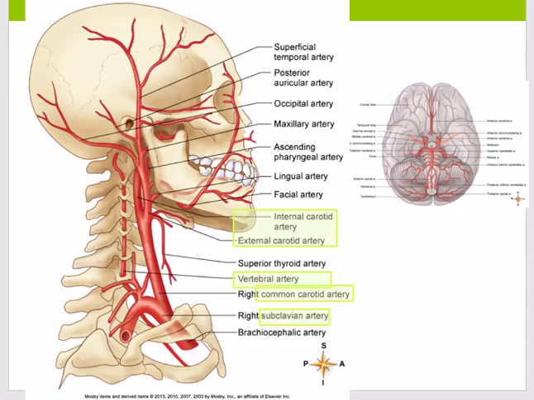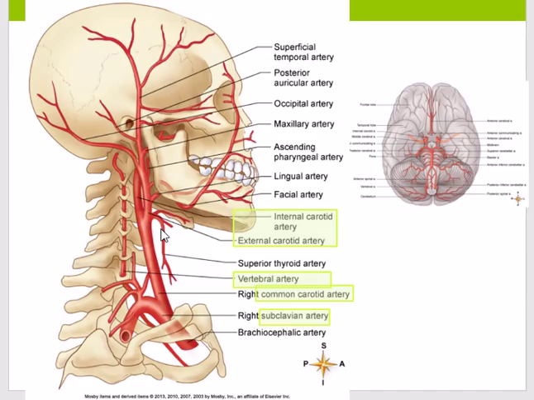Okay, as we continue on now, you can see that here we have the brachiocephalic artery, so this would be coming right off the heart down here, and it branches off into the right subclavian artery, which travels towards the shoulder, and you can see the right common carotid artery progressing upwards towards the neck. And as we continue to move up, it branches.